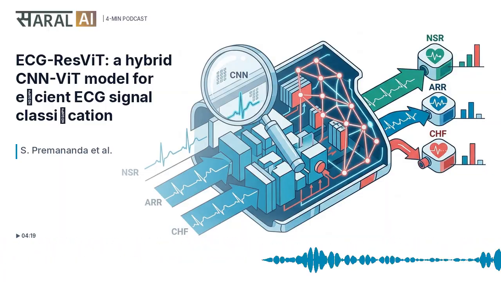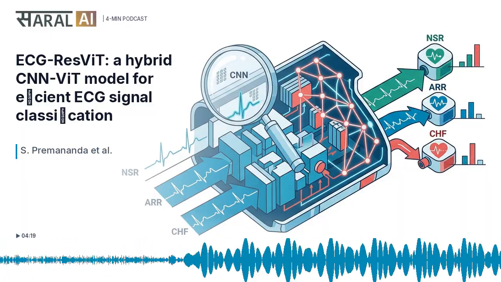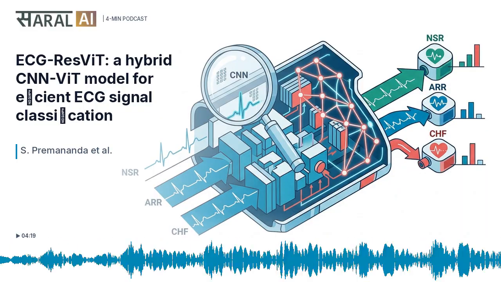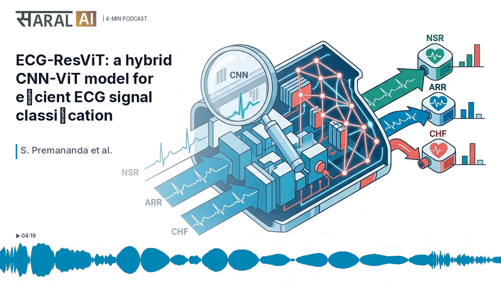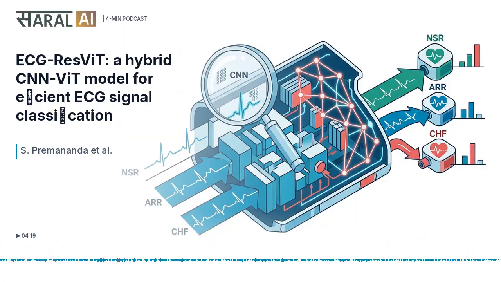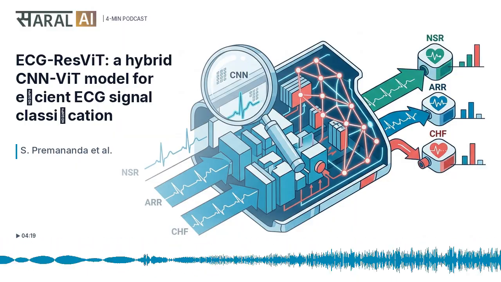The paper proposes a new AI model, ECG-ResViT, that combines two powerful deep learning techniques, convolutional neural networks, or CNNs, and vision transformers, ViTs. Okay, so a hybrid approach. I've heard of CNNs being great for image recognition, but how do they help with squiggly ECG lines?